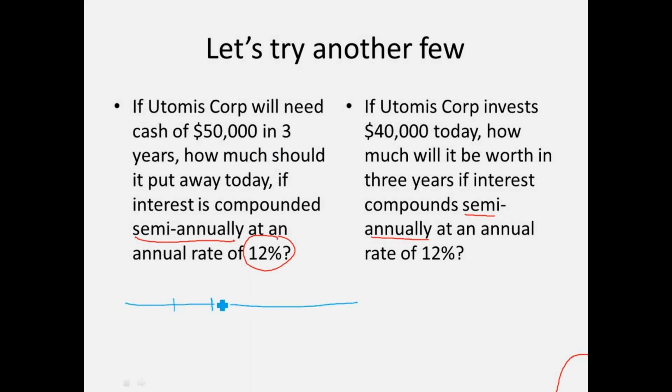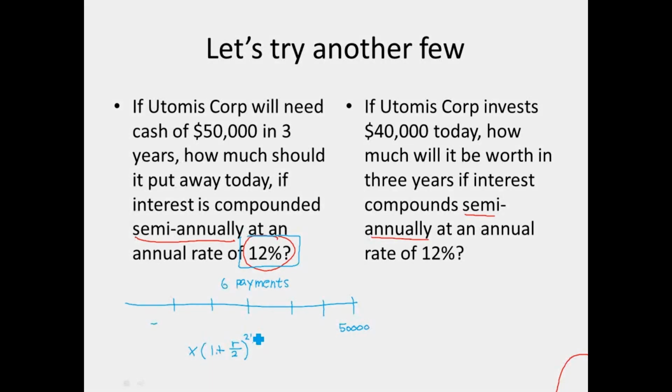Okay, so if we have 3 years semi-annually, that's 6 payments. We need $50,000 at the end. If the rate is 12% per year, what do I have to do? I take 1 plus the rate over 2, because it's semi-annual, so I'm getting 2 payments per year, but then I also have to take the number of years times 2, right?